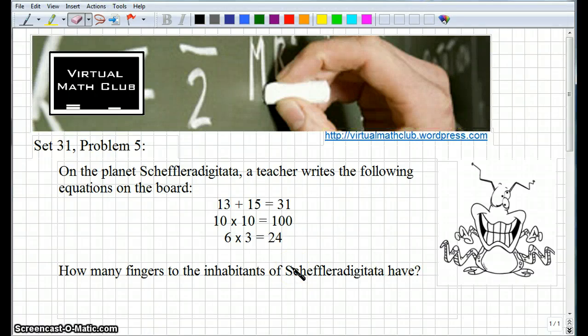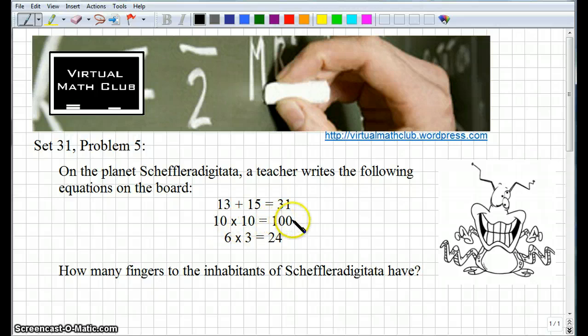Alright, problem number 5. On the planet Schefflera digitata, a teacher writes the following equations on the board. She writes 13 plus 15 is 31, 10 times 10 is 100, and 6 times 3 is 24. How many fingers do the inhabitants of Schefflera digitata have?